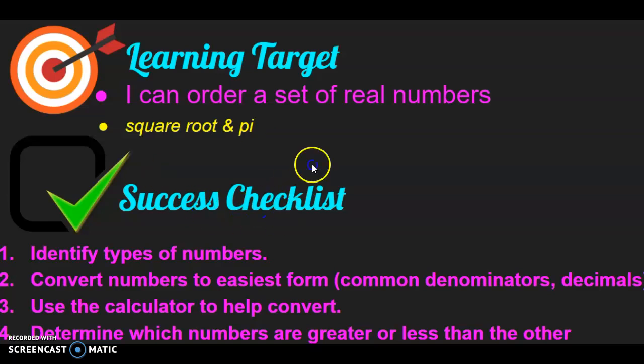The checklist, or the way that we're going to achieve our learning target, is by identifying the types of numbers that we're given. We're going to convert those numbers to their easiest form. To me, the easiest is converting them to decimals because we can line those decimals up and add zeros to fill in empty place values. It's a lot easier than dealing with fractions. We're going to use the calculator as a tool to help us convert, and then we're going to be able to determine which numbers are greater or less than the other.